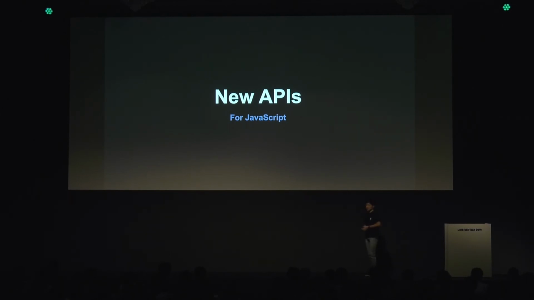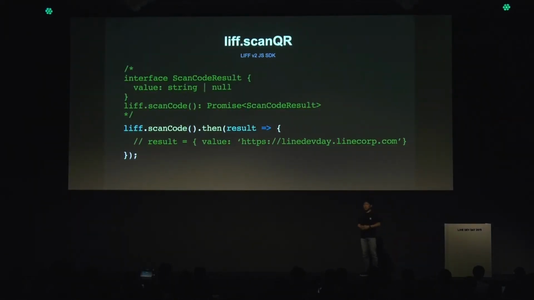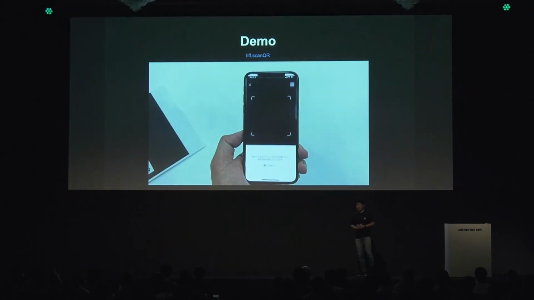Next are the LIFF version 2 JS SDK APIs that have been added. Firstly, the QR code reader. Now LIFF can handle a QR code reader. The API is very simple. When you call the scanCode method, the QR code reader is displayed. And when it has read a code, the result can be returned as a promise with the QR code result.